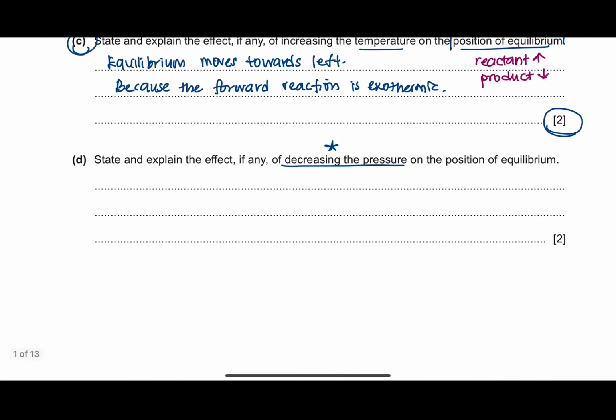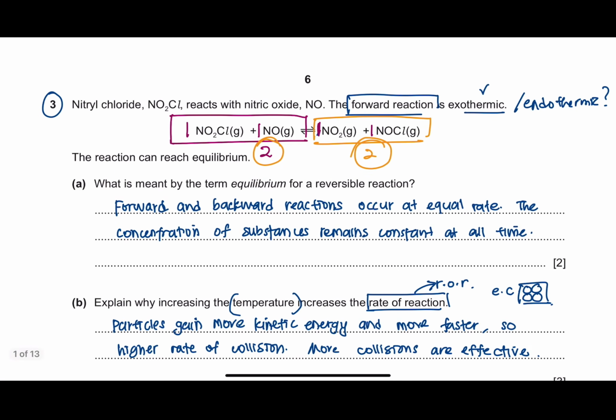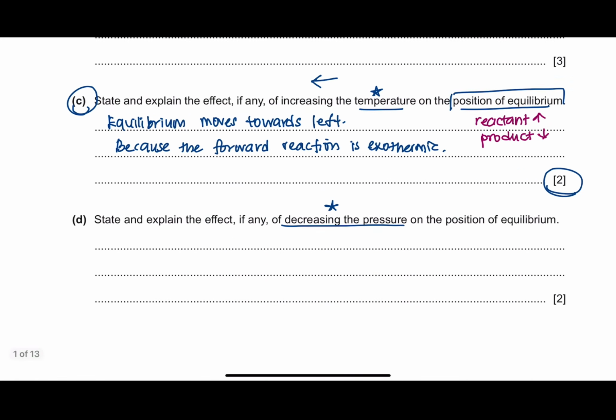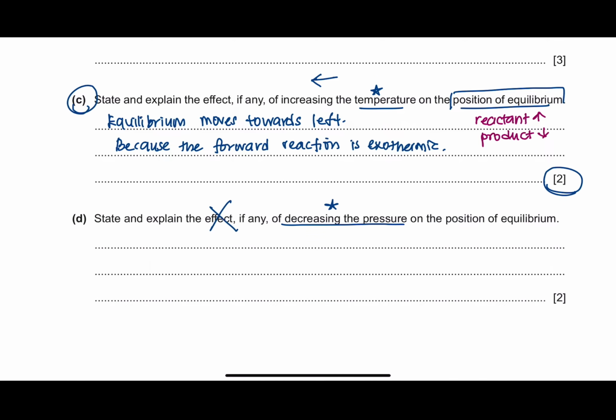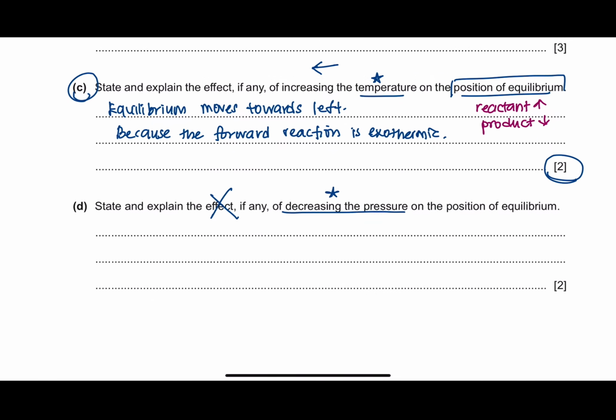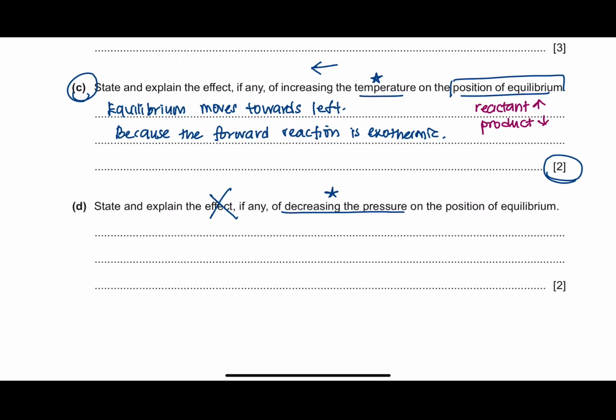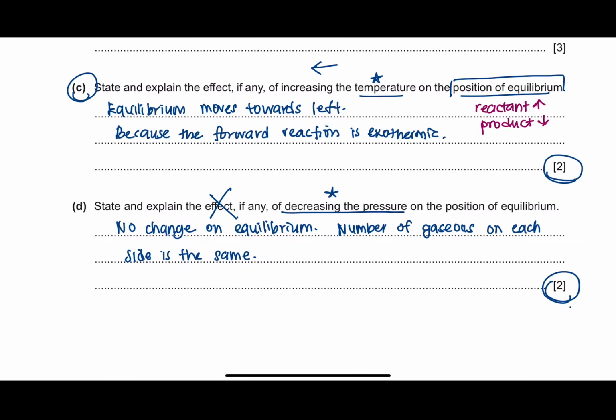Now for the question given here, we can see that it has an equal number of moles at the reactant and at the product. This means that there will not be any effect on the equilibrium when you increase or decrease the pressure. So you could say that there will be no change in the equilibrium, and since there are 2 marks, you need to give a reason why. The reason is that the number of gas moles on each side is equal, and that is why there is no change.